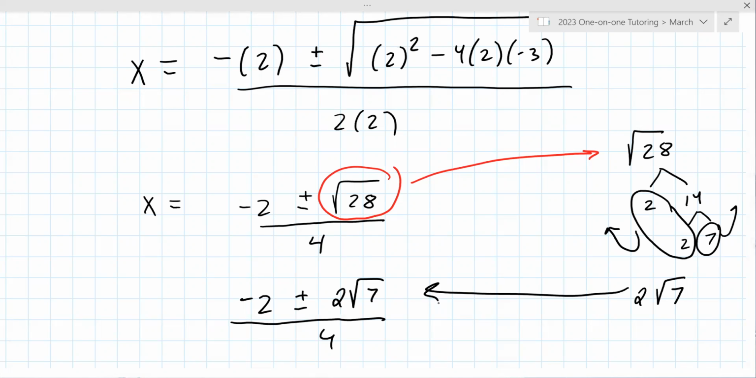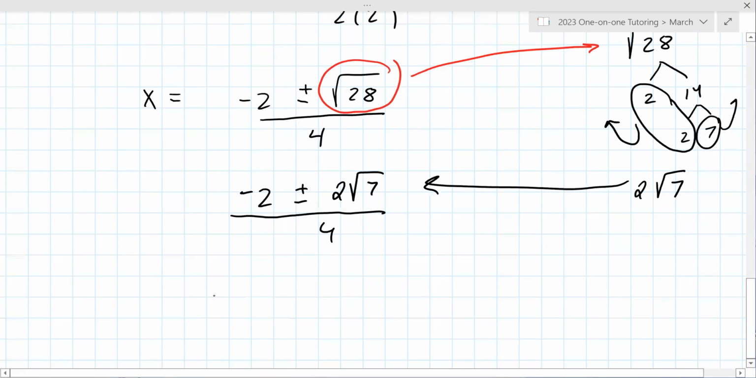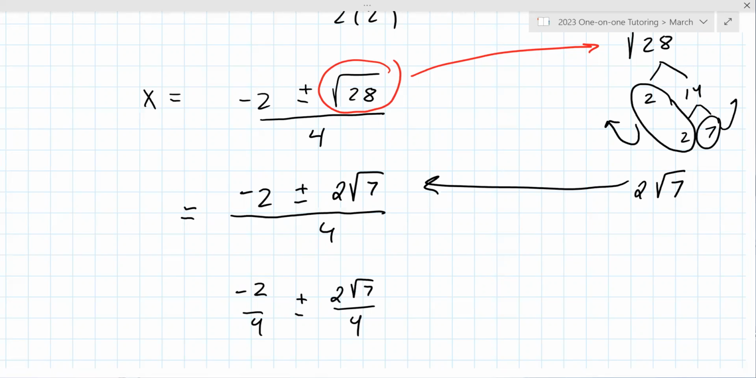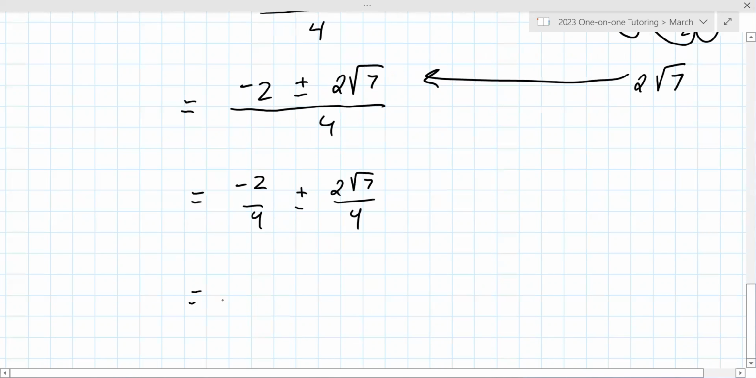Is that okay? Yeah. All right, so again, we're going to go a little further because we got the time here. You divide each of these by 4, divided by the bottom number. All right, so this becomes -1/2 plus or minus 2 divided by 4 is also 1/2 square root of 7 over 2.